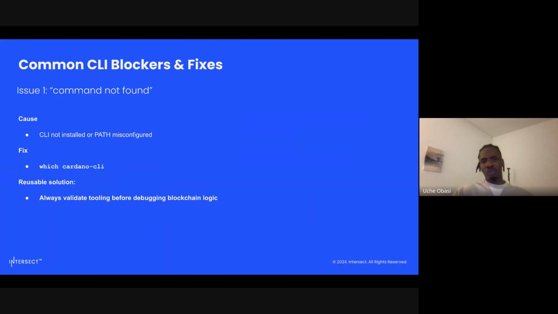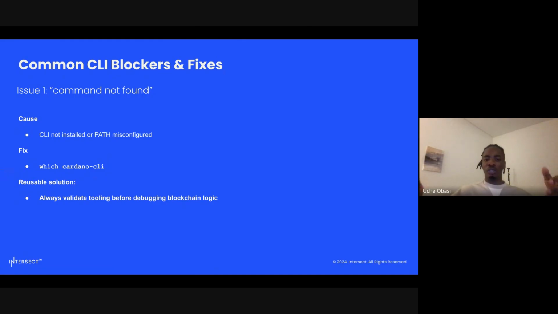And what are the common issues we experience in the CLI? The most common issue, of course, is command not found. What could be the issue in this case? Most times it is the CLI not being installed or paths being misconfigured.